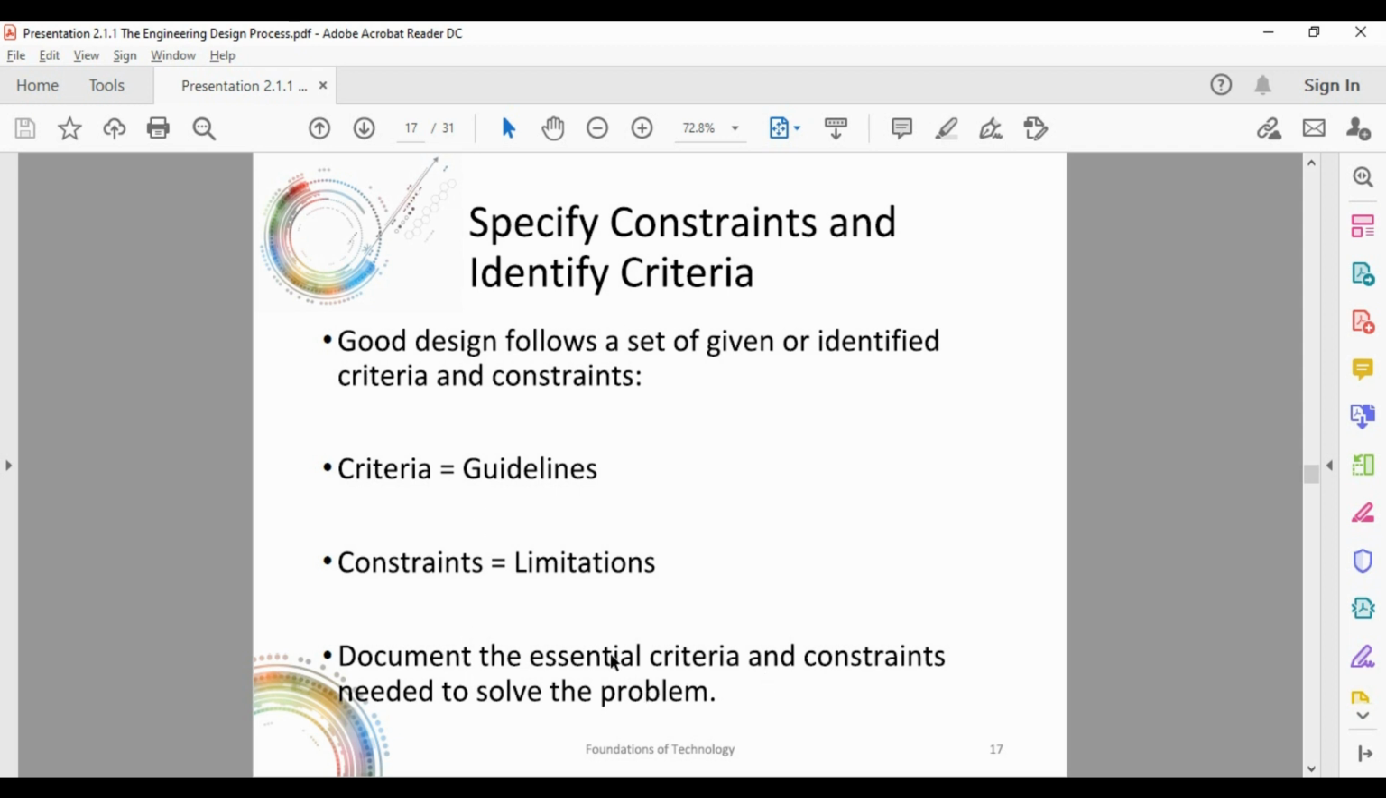Document the essential criteria and constraints needed to solve the problem. What is the must-haves, and then everything else is extra. So the bridge needs to be functional. It needs to hold a certain amount of weight, no matter what. Does it look pretty? It doesn't have to, but it would be nice if it could, and that's extra stuff that comes in later.